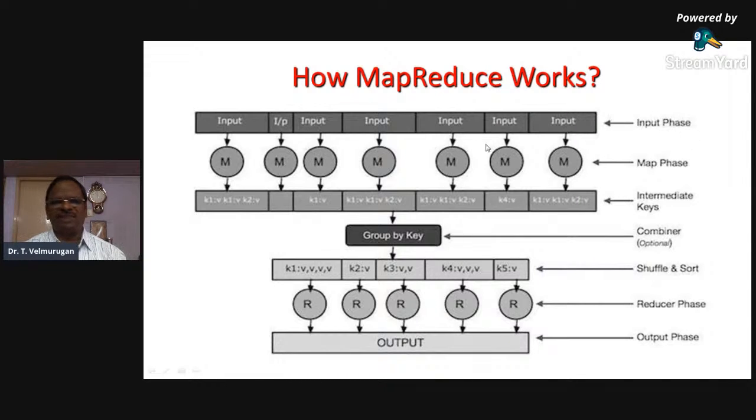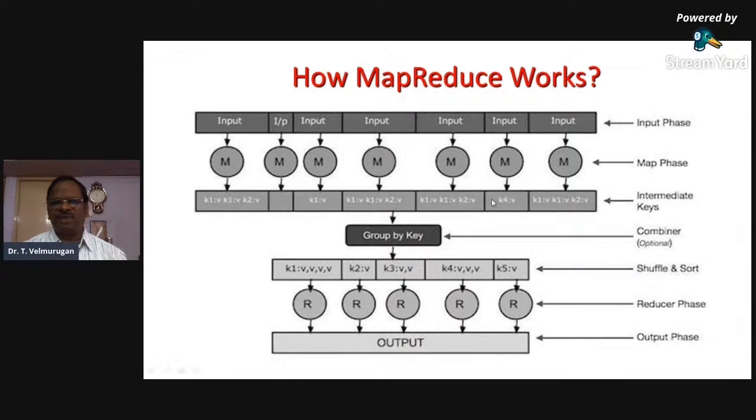The input phase is the first phase, which gives some input to the mapper phase. In between the mapper phase and the reducer phase, there is the combiner phase, which is sometimes optional. There must be intermediate keys generated. What is the role of the intermediate key? How is an intermediate key generated? You can go through network security for the identification of the intermediate key generator or compiler design.